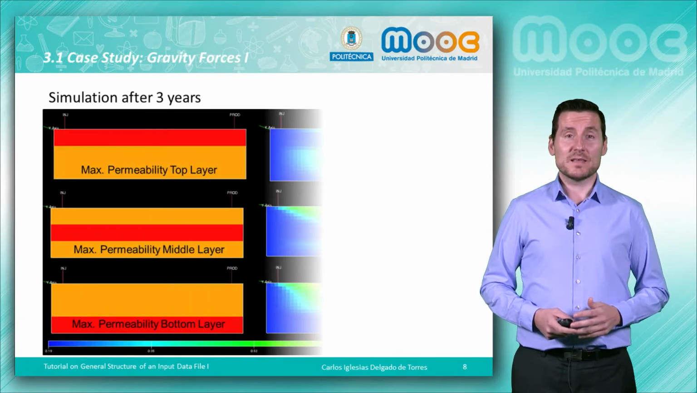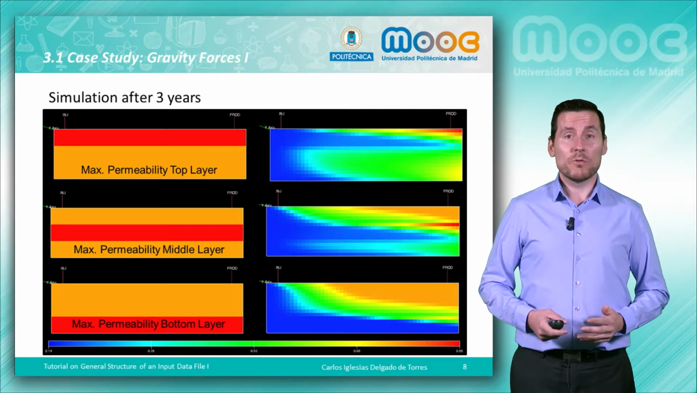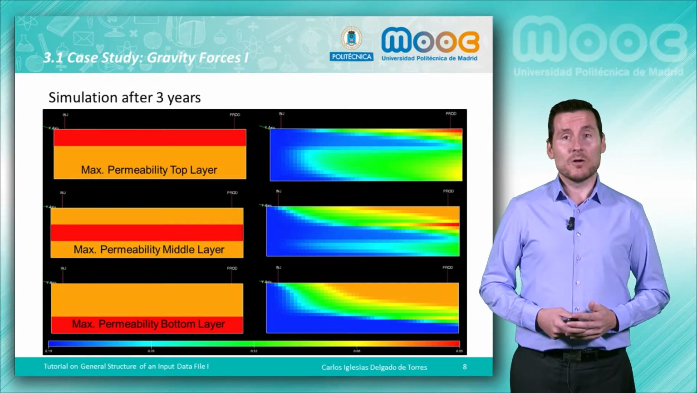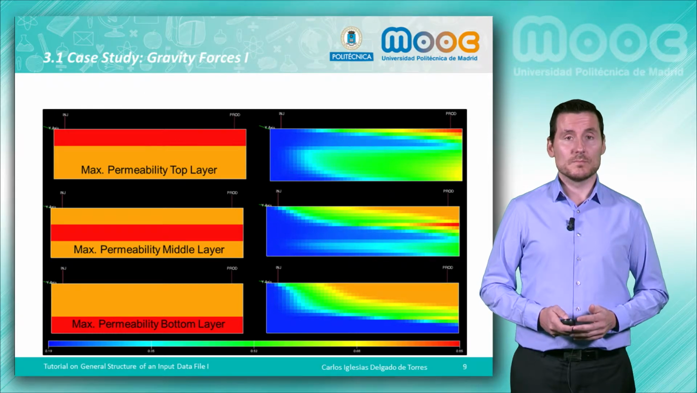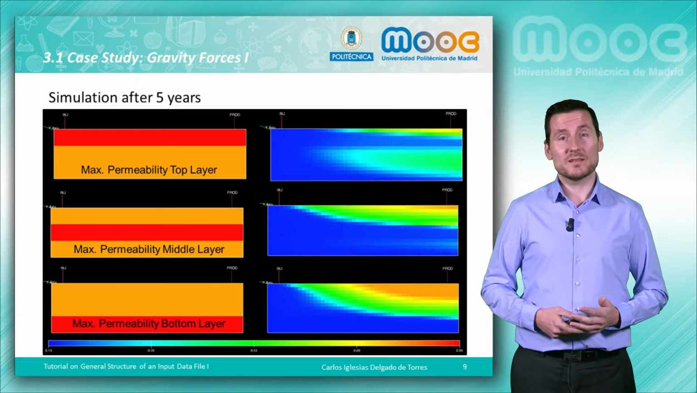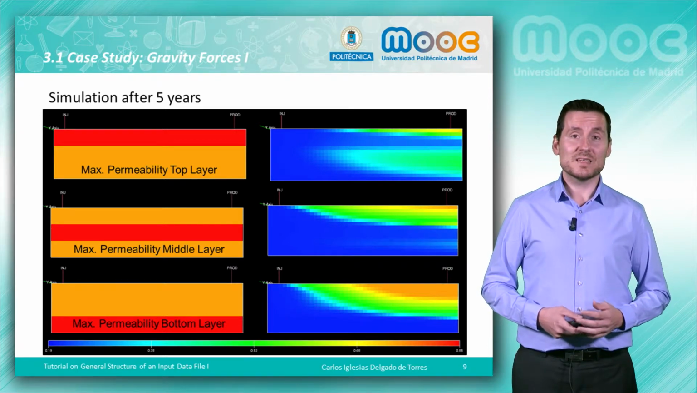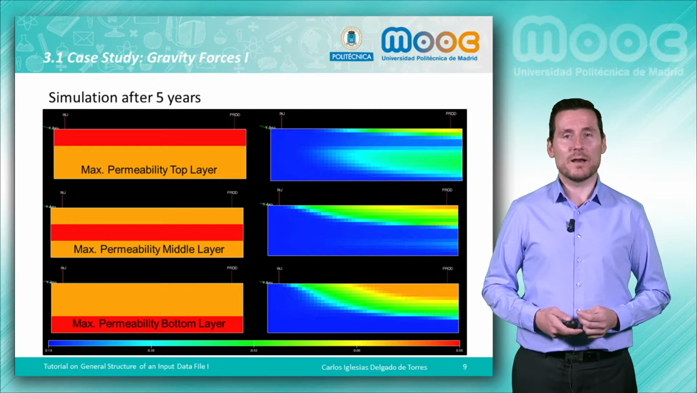As you can see in the saturation profile, after 3 years, the water advances more quickly through the maximum permeability layer in all the cases. After 5 years of simulation, it is possible to observe that the injected water is still sweeping oil to the producer, but there is still a lot of unswept oil in all the cases, especially in the bottom one.